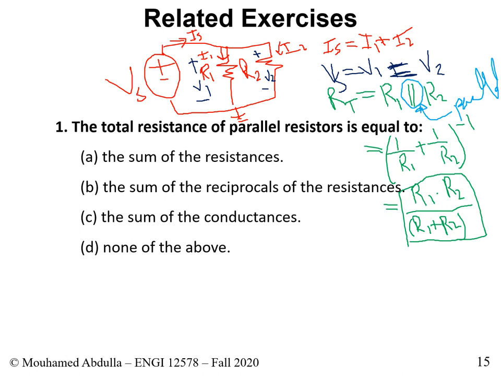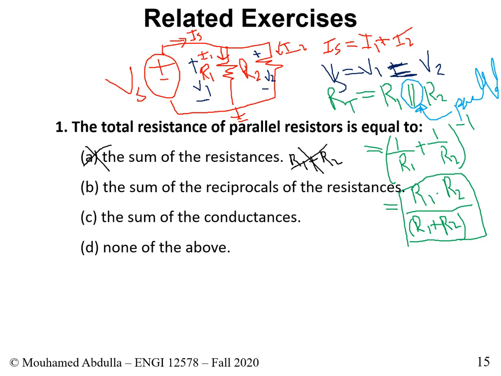Okay, so maybe we could go through the question again. The total resistance of parallel resistors is equal to which one? We tell you it is the sum of the resistances. So here we're saying you just add the resistances. You do R1 plus R2, and this would be your R total. Well, certainly this is wrong. This is not true. This does not apply for parallel circuits.